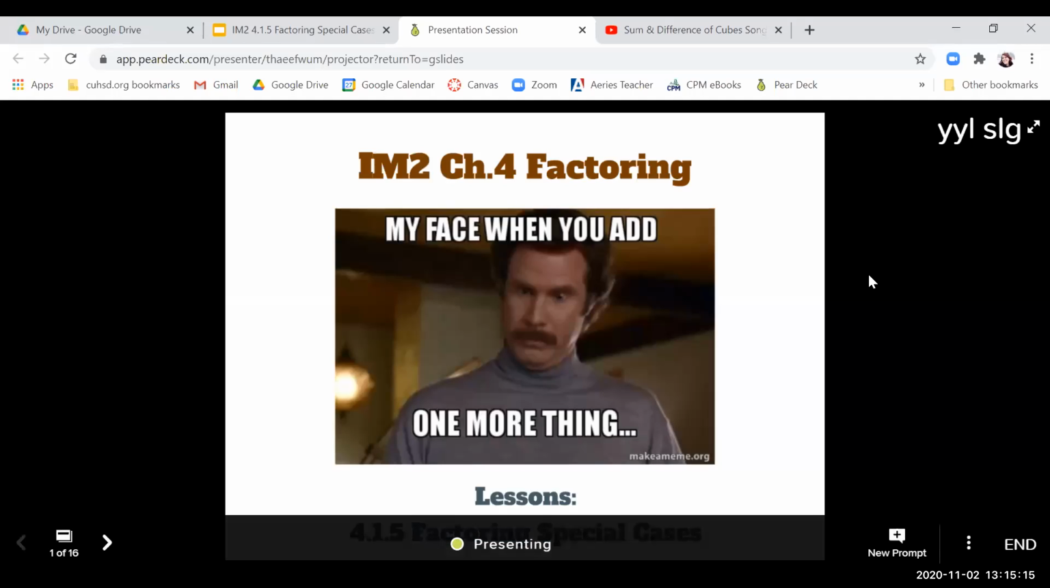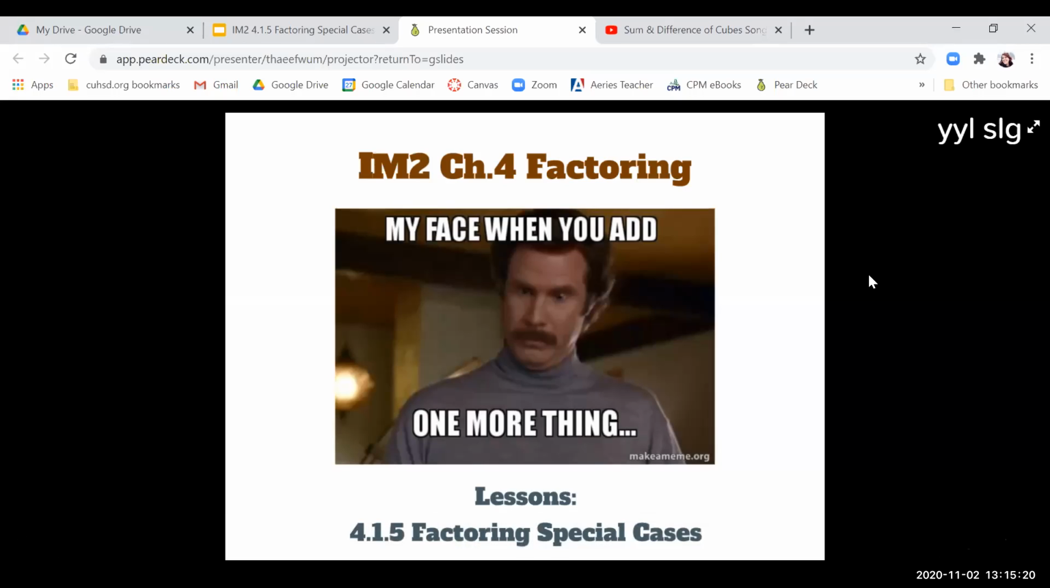Okay, so today we are factoring special cases. In the past, what we've done is we've factored three-term expressions. We call this a trinomial, three terms, like tricycle. So we've been factoring trinomials using the area model and the diamond or X.